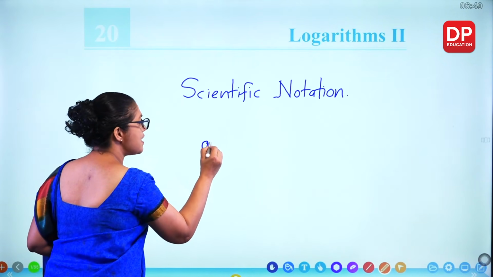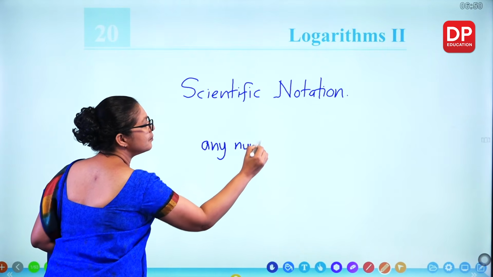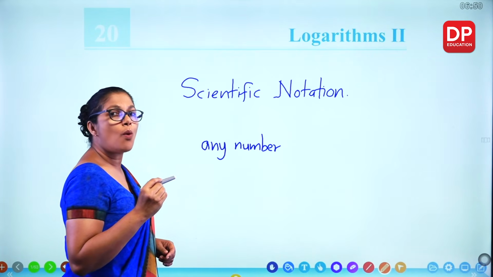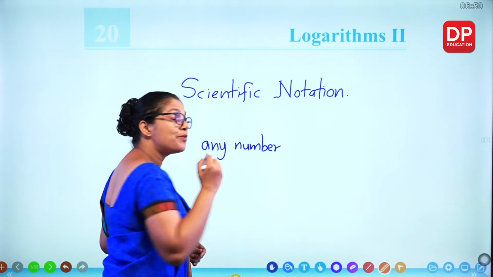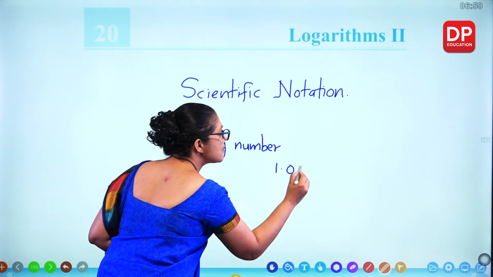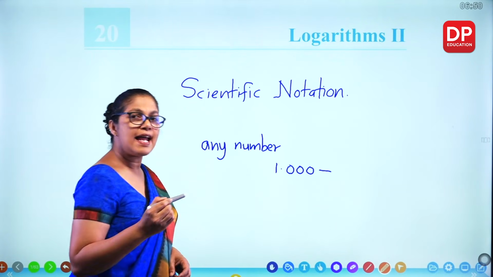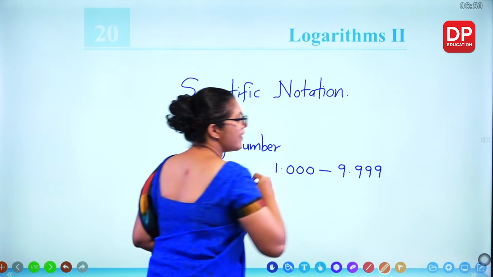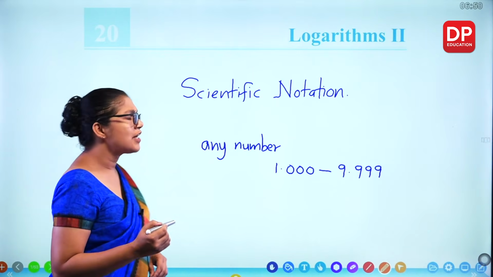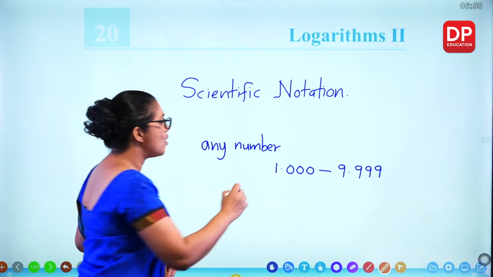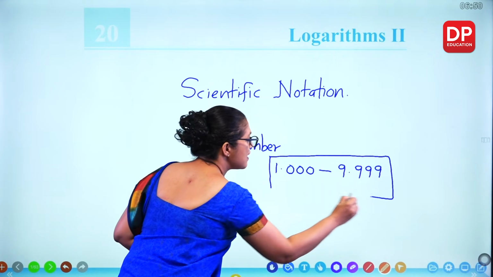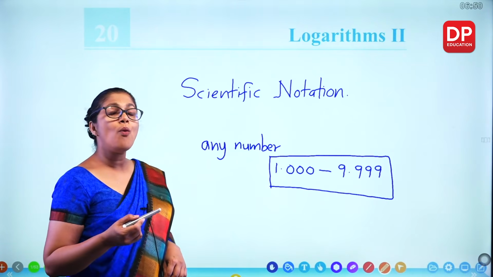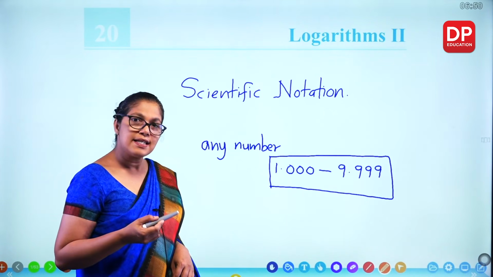So we'll take any number and try to put that number in between 1 and less than 10. So I'll write in 3 decimal places 1.0002. Less than 10 I can write as 9.999, correct to 3 decimal places. So what we are trying to do, any number we are trying to put in this range. That's called scientific notation. We'll see how we can write down numbers in scientific notation.